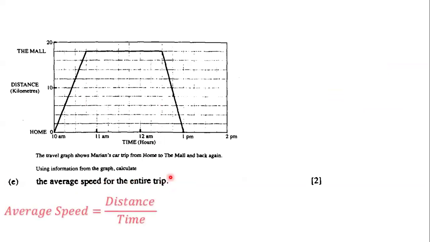Next, they want us to calculate the average speed for the entire trip. Now, average speed is equal to total distance divided by total time. What is the total distance? The total distance is 18 kilometers, because we start at home and go to the mall, that's 18 kilometers. And then we add 18 kilometers again because she goes from the mall to home. So 18 plus 18 means the total distance is 36 kilometers.